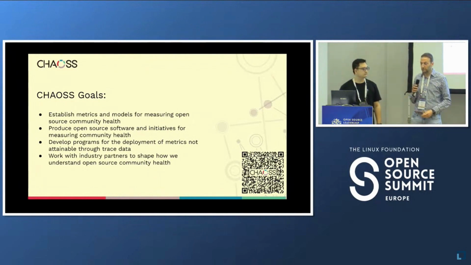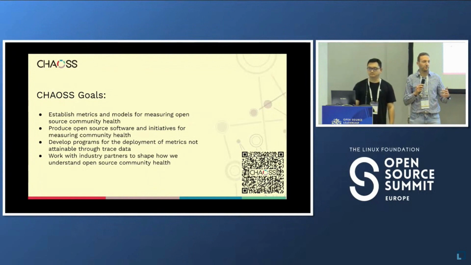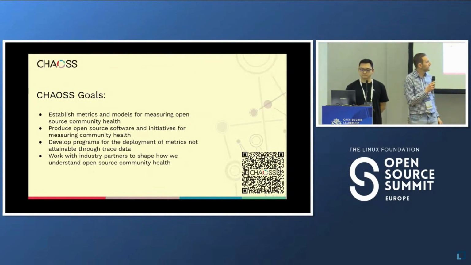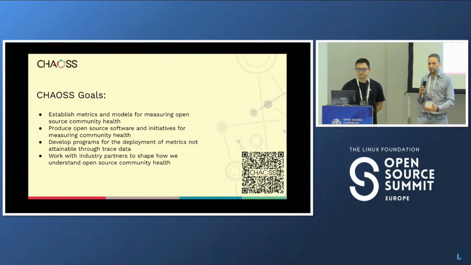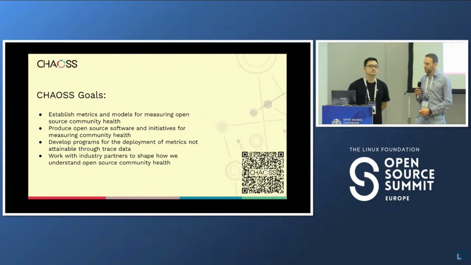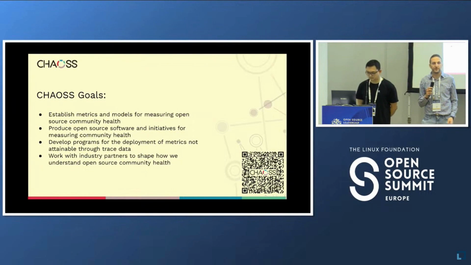The goals of the community, as you can see here, are basically defining metrics and metrics models. We'll see some examples later, with the goal of measuring this concept of open source health. We want to produce open source software, which is part of the DNA of the community as well. We want to bring industrial partners, universities, individuals, and open source foundations to help us define this. We'll share with you some references later.